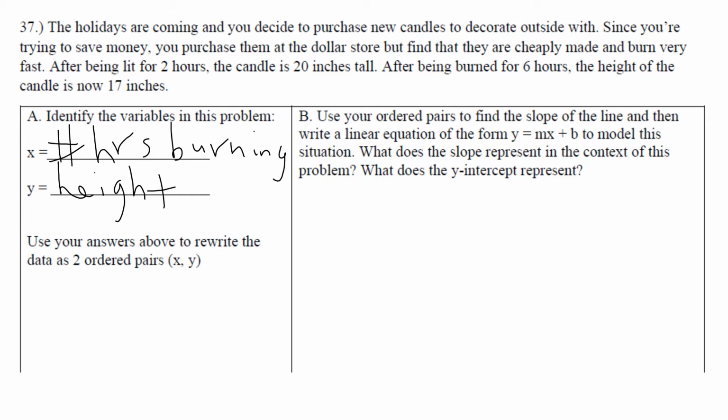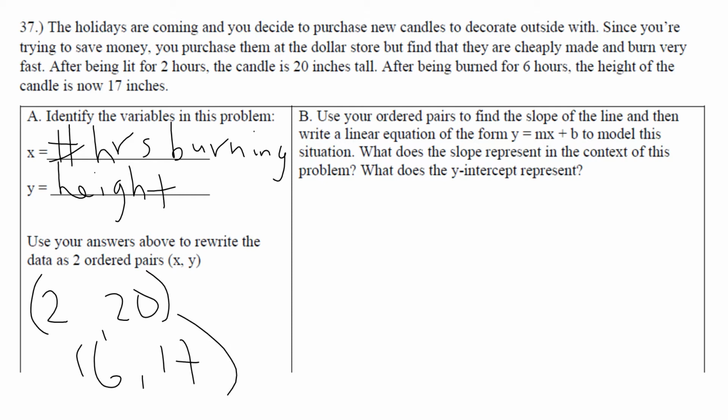So since you're telling me that X is time and Y is height, if you go back to the original problem, if you have a matching value of a time and a height, that's going to give you one of your ordered pairs. And so it turns out after 2 hours, 20. Then after 6 hours, 17.